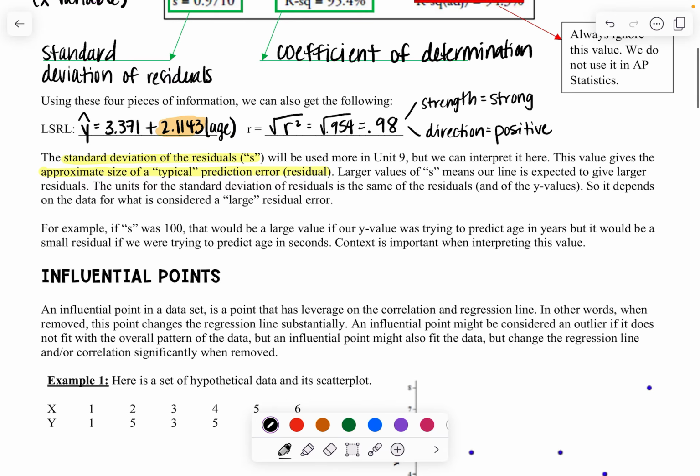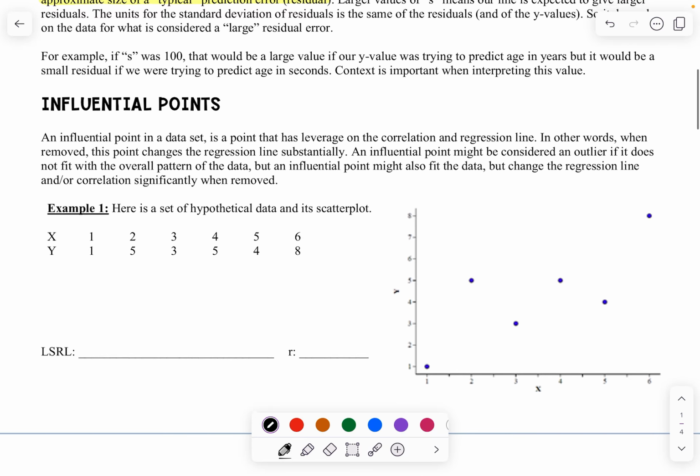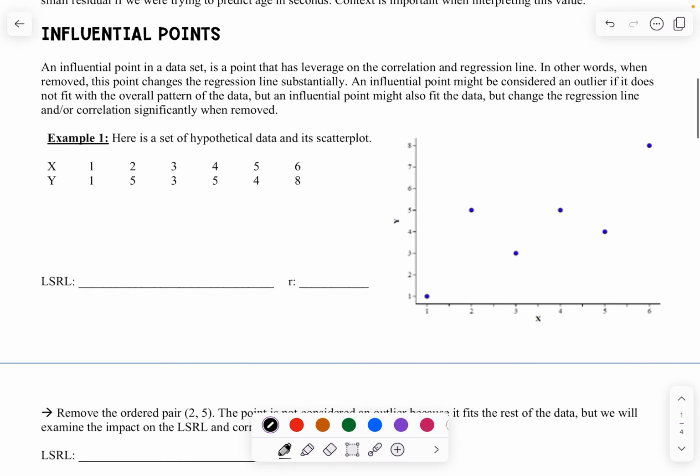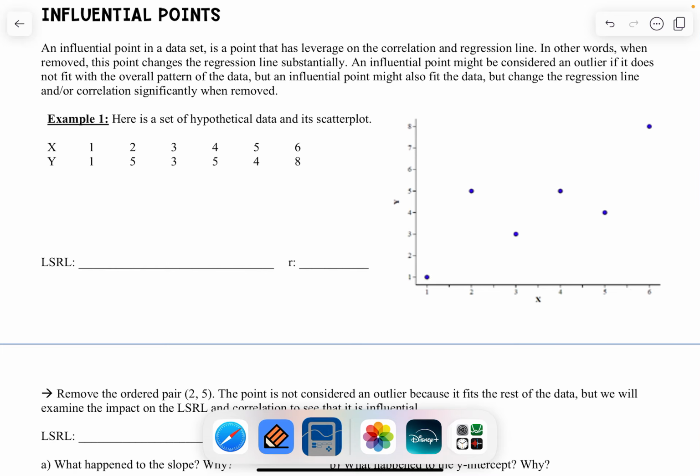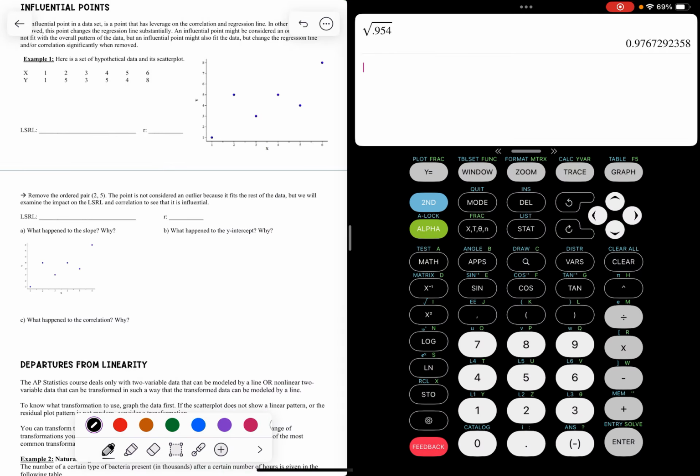Now, influential points. So we're going to go in and see what the linear regression would be for this particular set of data with all of the points included. And then we're going to take out a point that we consider to be influential and see how it changes our slope and our y-intercept. So I'm going to show you my linear regression.